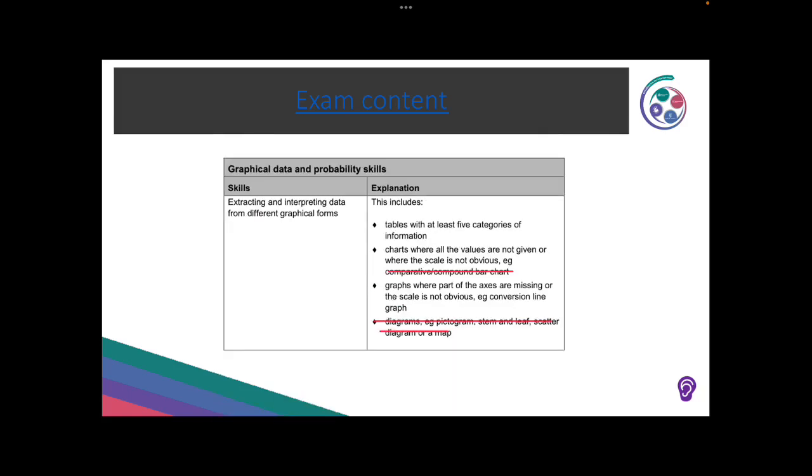Extracting and interpreting data from different graphical forms, so some of this is still here, so you could still be expected to deal with a table with at least 5 categories of information. Charts where all the values are not given or where the scale is not obvious, you could still get asked to do, but the example there is a comparative or compound bar chart, which we know are removed. So you're not going to get those bar charts where it represents 2 different things and you have to compare them. Graphs where part of the axis are missing or the scale is not obvious.